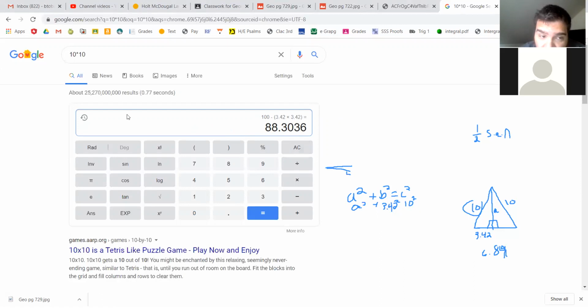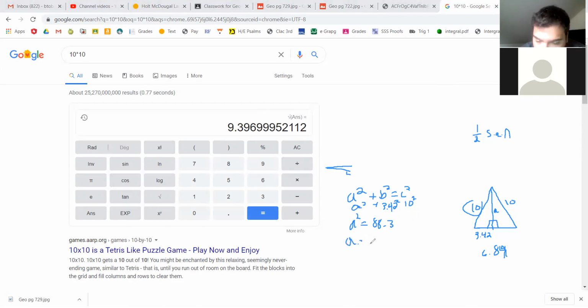88.3. But remember, 88.3 is not our actual side. We have to square root both sides. Because that's a squared equals 88.3, we're going to square root both sides. So is there a square root button here? Square root my answer. And that's going to be 9 point something, it rounds to 9.4. So a, or my apothem, is 9.4. Okay, now we just found our apothem.